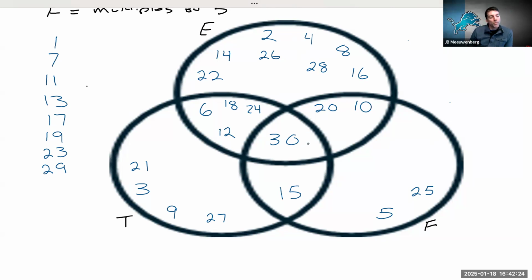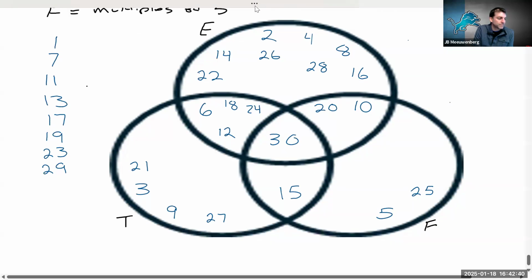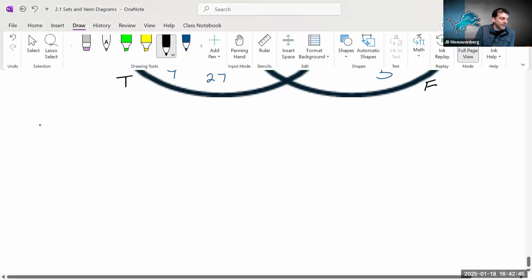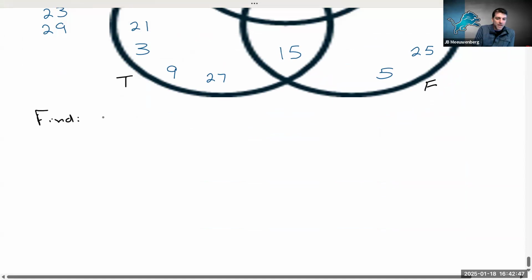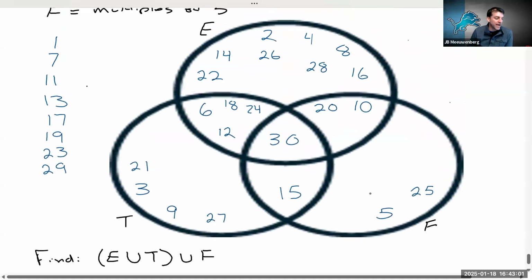Okay. So what we're going to do now is look at some different unions and operations on sets, but we're going to do it with all 3. And so the first one we're going to find is this. We're going to find, in parentheses, E union T, union F. E union T union F.